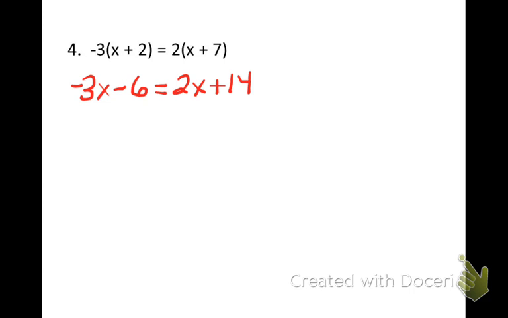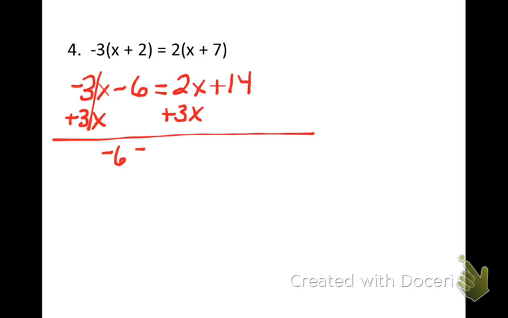If I would like to get my x's positive, I could add 3x to each side, or I could subtract 2x. It doesn't really matter. Let's say I decide to add 3x to each side. You might decide to do something different. As long as you show your steps, that's fine. Well, these two are gone, but notice I'm left with negative 6 equal 5x plus 14. So now I would need to subtract 14 from each side.